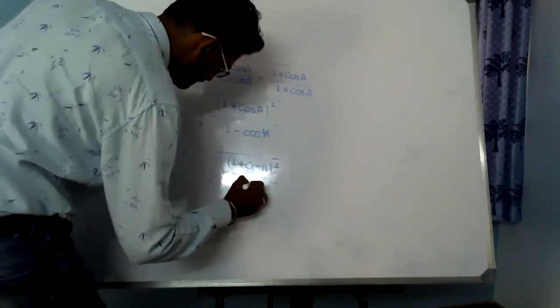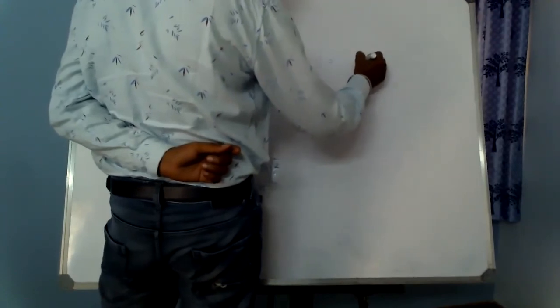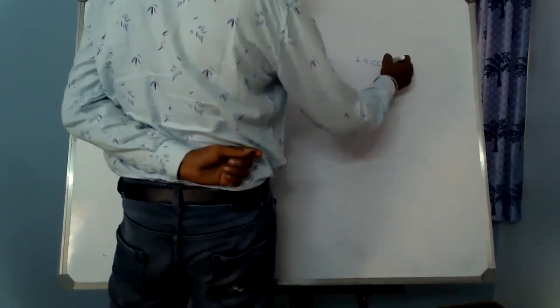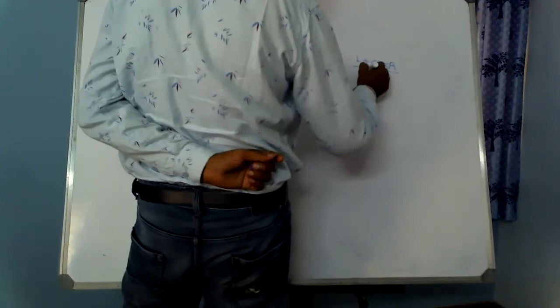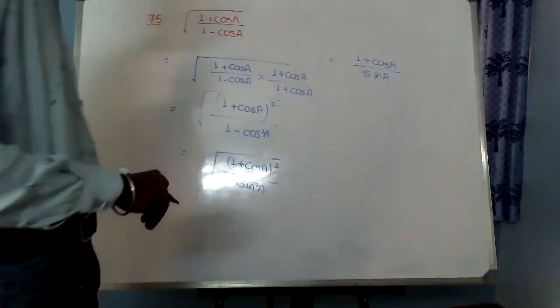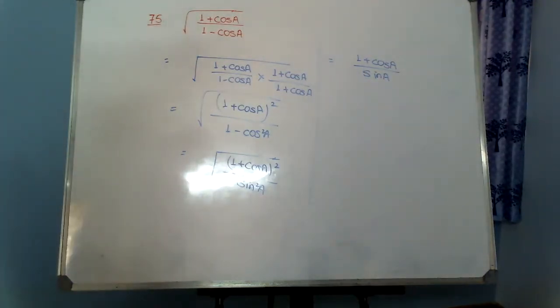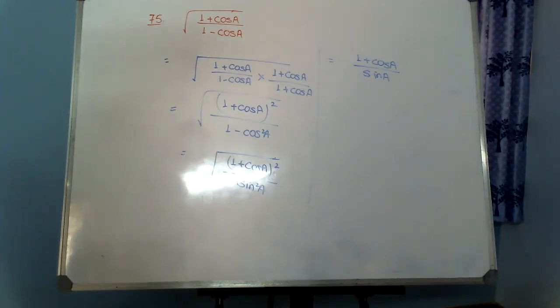As per the identity, it's sine square A, right? So if you see, both are the square terms, so I can write it as (1 plus cos A) divided by sine A. This is what it will come out as. And if you remember your tan A by 2 formula, so this I can write it as cosec A plus cot A.